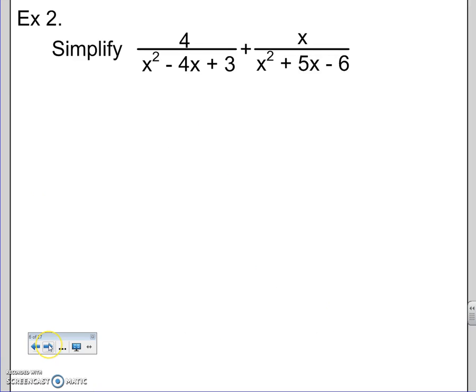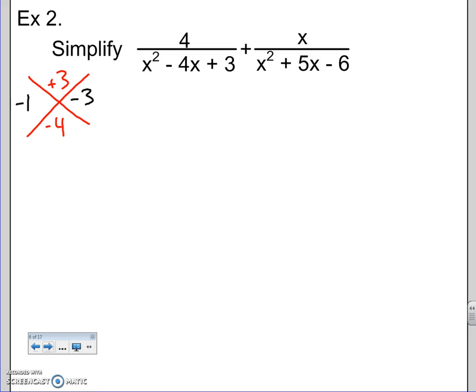Here's a slightly harder one. Simplify this. Well, just factor the denominator. Now here I've got to do the x method. So let me do the x method over here. A times c is positive 3 on top, and b is negative 4. What two numbers multiply to 3 and get me 4? Well, we have 1 and 3. So the 4 is negative, the bigger number must be negative. And if I'm at negative 3, I need to subtract 1 more to get negative 4.